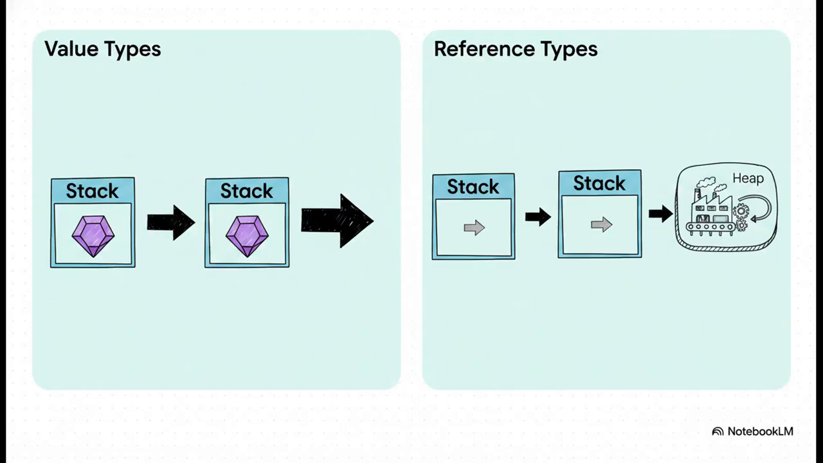This is a huge one: value types versus reference types. Here's a simple way to think about it. A value type, like an int, is like getting your own cup of coffee. If you copy it, you get a whole new, separate cup of coffee. But a reference type, like a class, is like getting the key to a coffee shop. If you copy the key, you don't get a new coffee shop, you just get another key that points to the same one. This difference in where they're stored, stack versus heap, has massive performance implications.